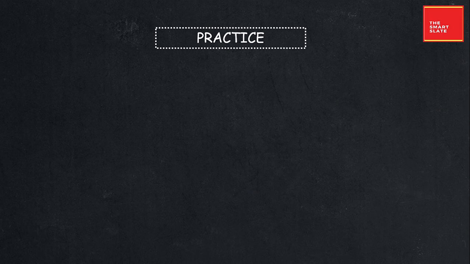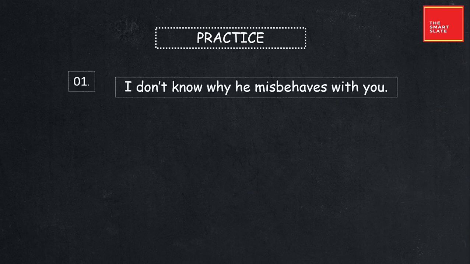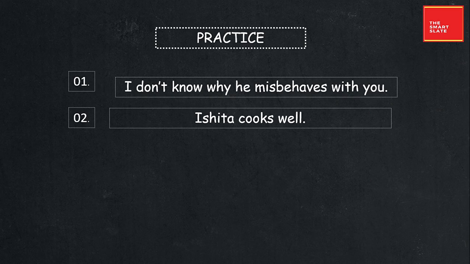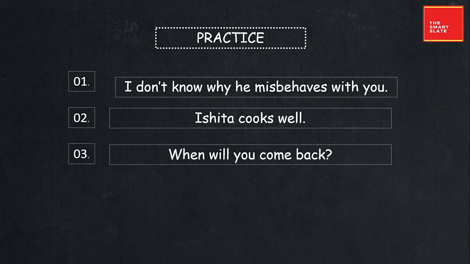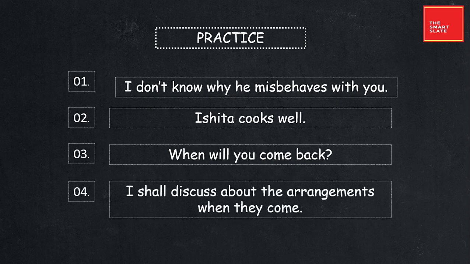And here's the time for you all to practice. The very first sentence is, I don't know why he misbehaves with you. Next, Ishita cooks well. Third one is, when will you come back? Fourth one is, I shall discuss the arrangements when they come. So here are the four sentences. Not necessarily each and every type is mentioned. You have to use your brain cells and identify the types of adverbs. Try to write the answer in the comment section.